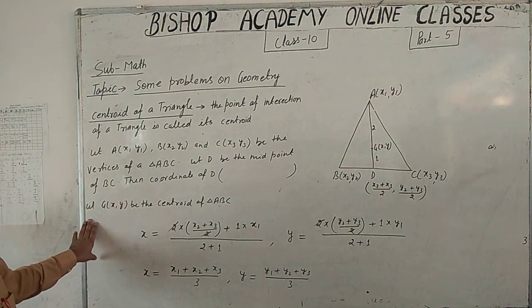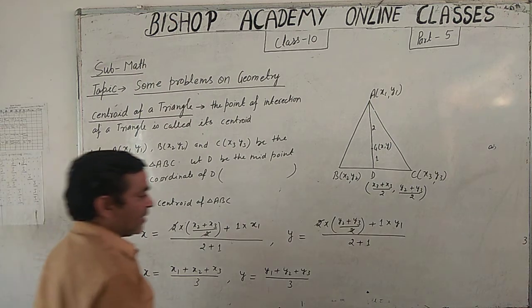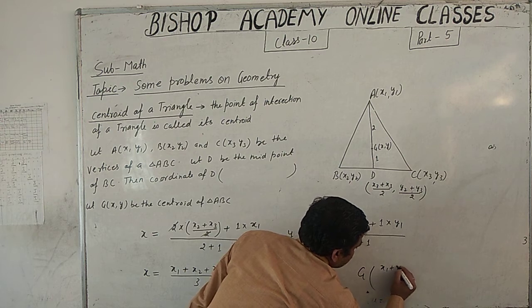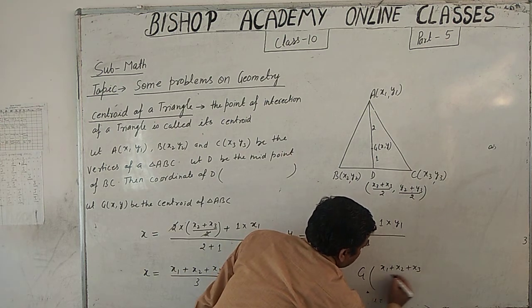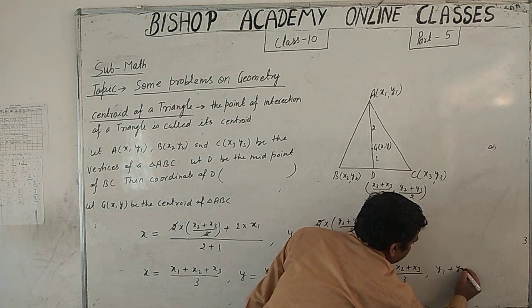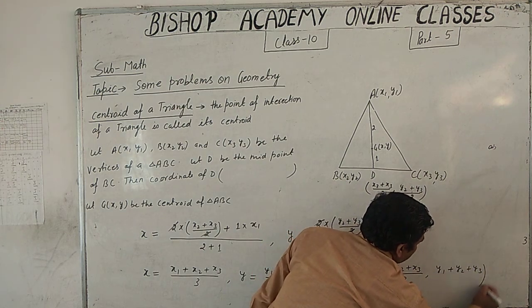Then the centroid of triangle ABC has coordinates G ((x1 plus x2 plus x3) upon 3, (y1 plus y2 plus y3) upon 3).